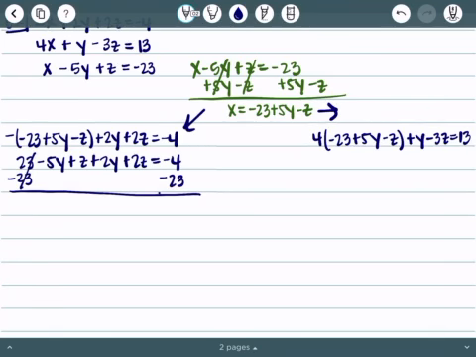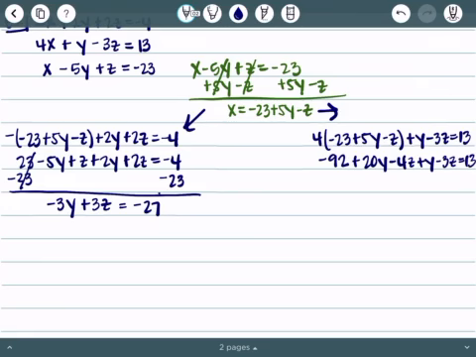So negative 5y plus 2y is negative 3y, and z plus 2z is 3z equals negative 27. Then I'm going to simplify the right. So I'm going to do negative 92 plus 20y minus 4z plus y minus 3z equals 13.